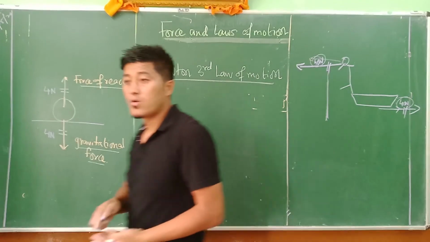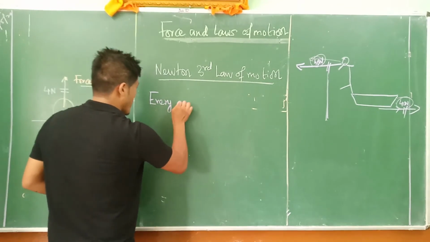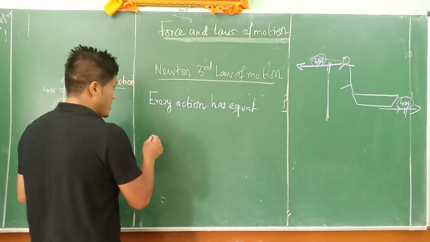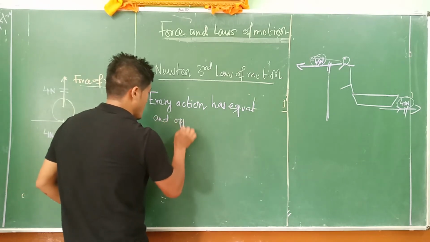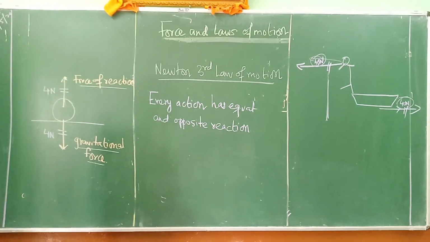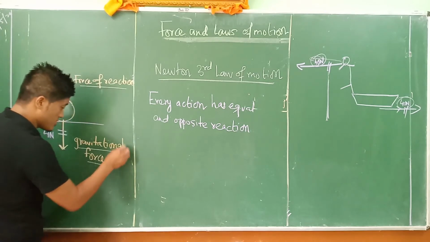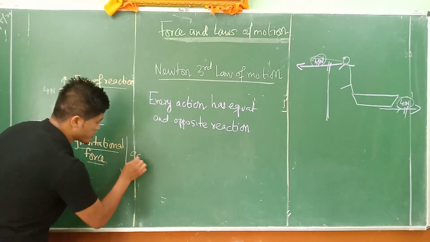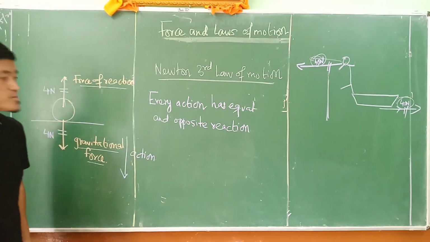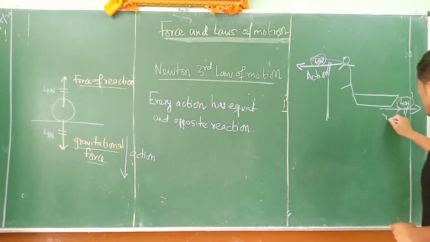So, according to Newton's third law, there are two things here. Every action has an equal and opposite reaction. Now in this case, this gravitational force is referred to as the force of action, and this is referred to as the force of reaction. Every action has an equal and opposite reaction. In this case, this is the action part, and this is the reaction part.